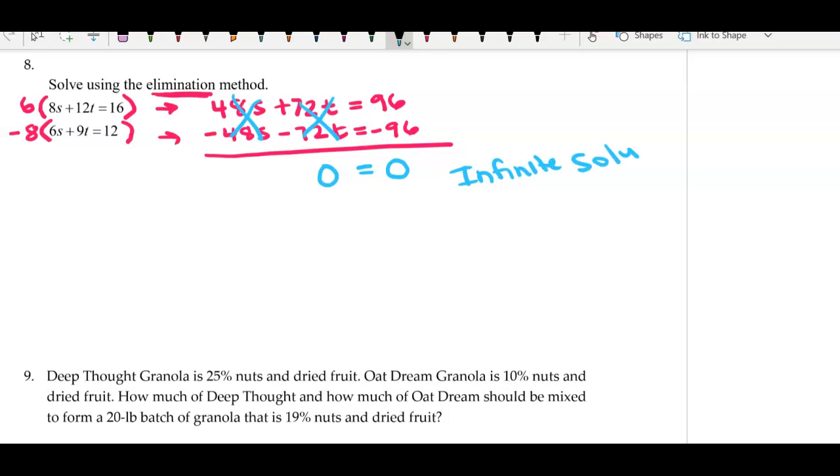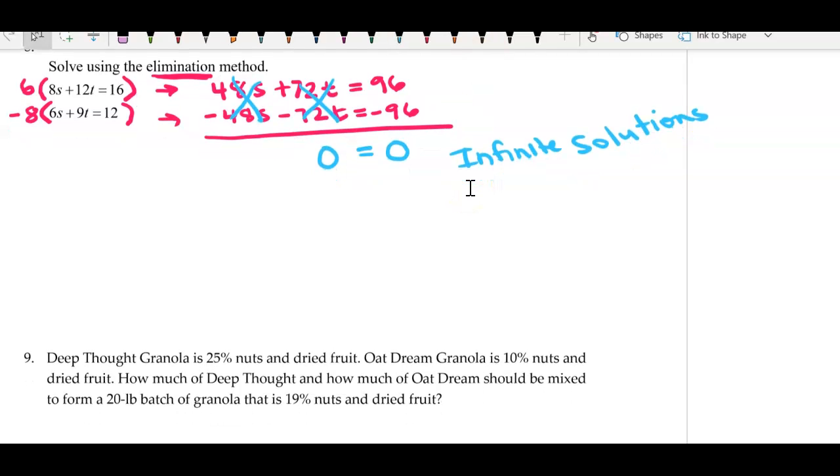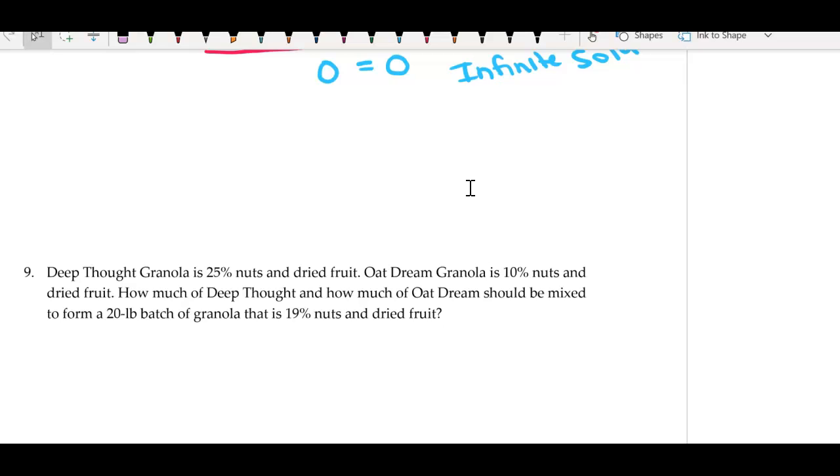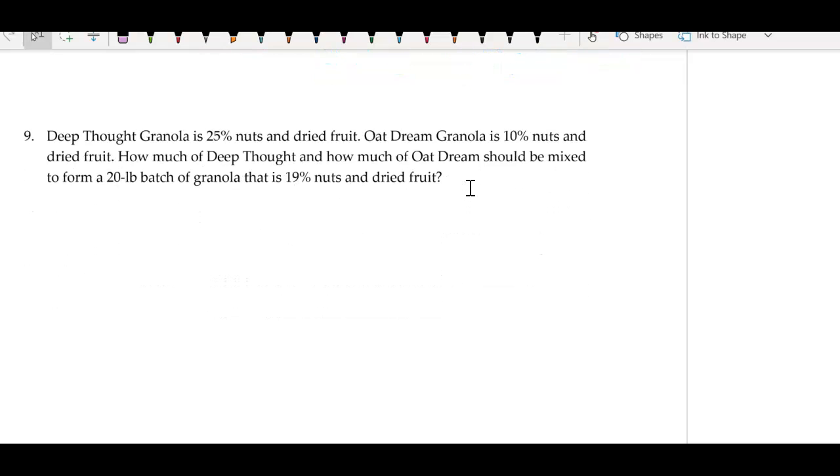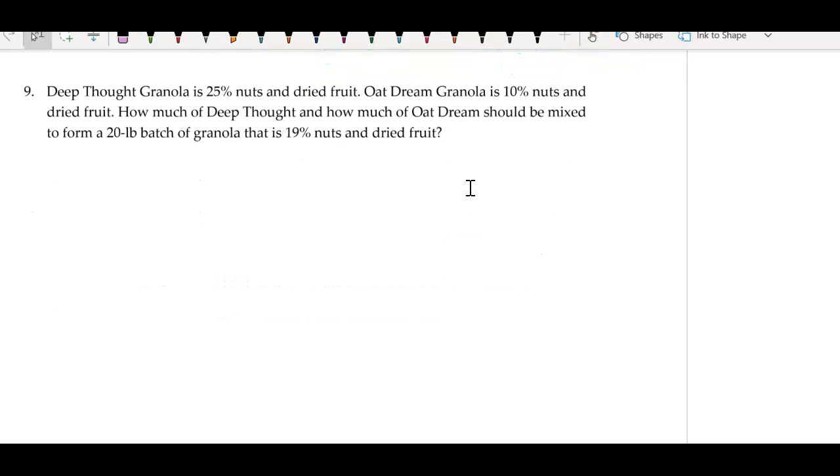What if it said 0 equals -3? That's no solution. NA, or DNE, no solution, something like that. Okay, good job. So make sure you can tell when something is an infinite solution compared to a no solution. Hint, hint, hint, there might be one of those on the exam. Just want to make sure you know the difference between those two.